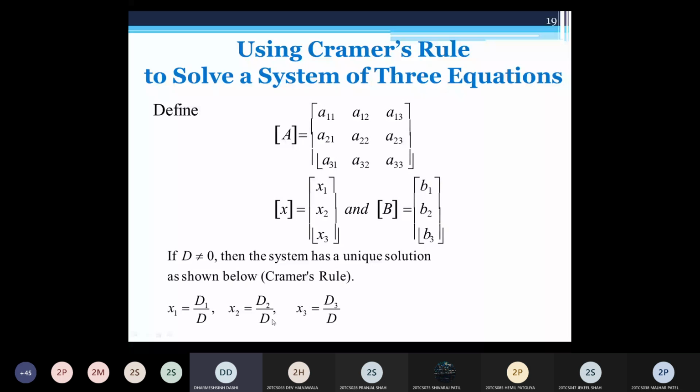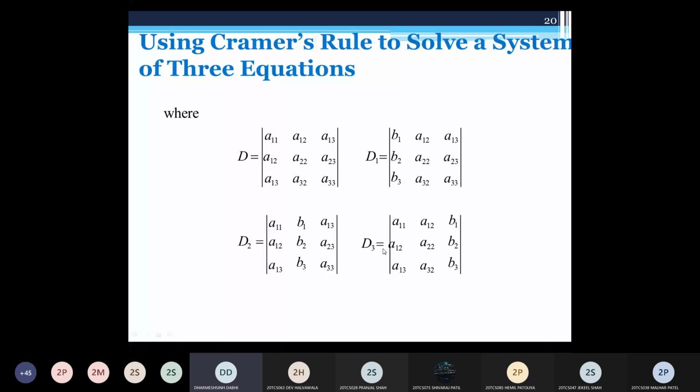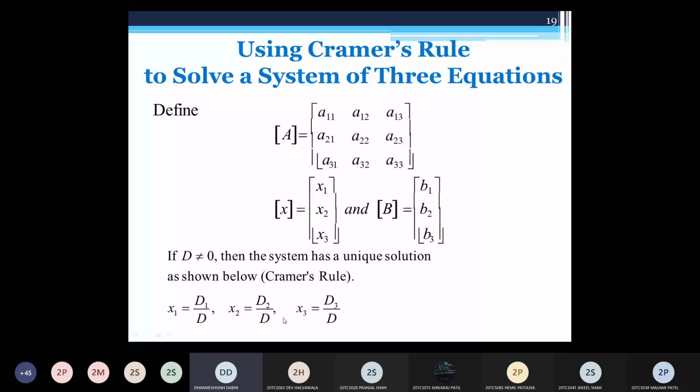Same way for X3. The third column is replaced by this B1, B2 and B3. So that gives the D3. You can see here. So find out determinant D3 and then divide by D, so that gives X3. So by this way you can find out the three variables X1, X2, X3, or I1, I2, I3. So you can easily understand it.